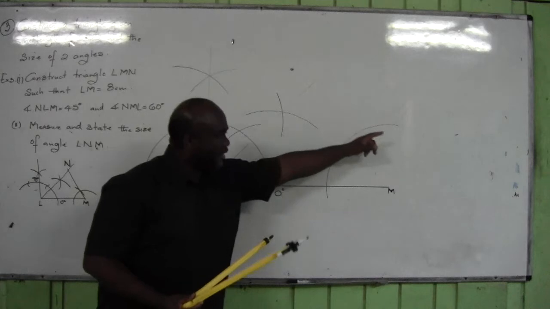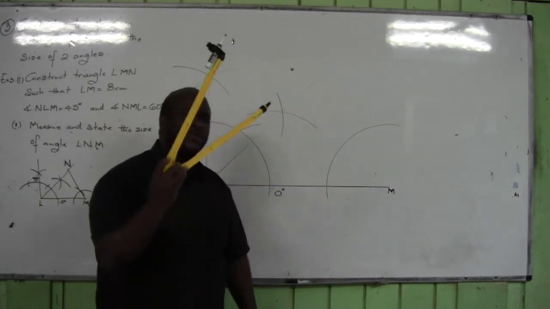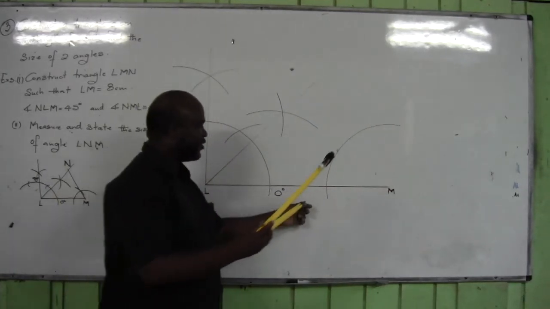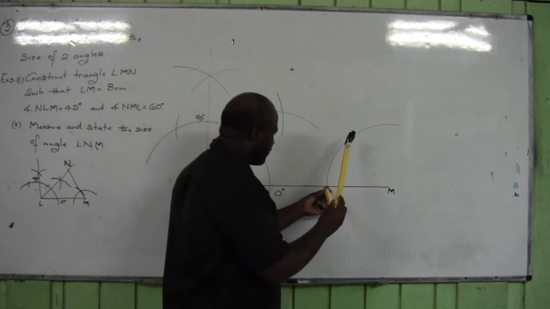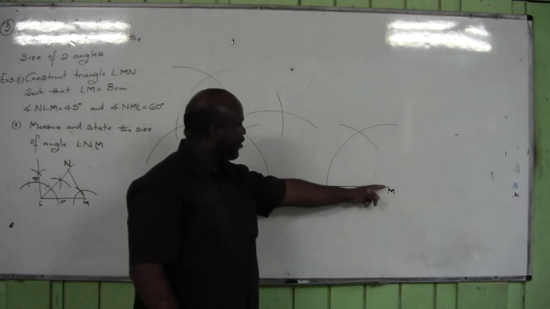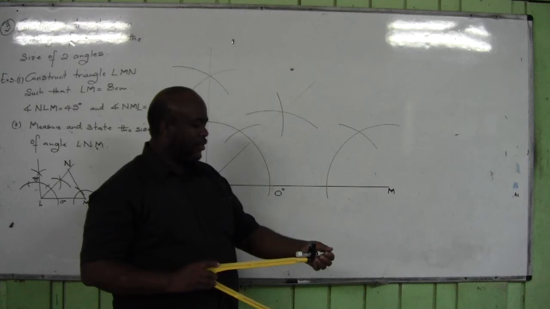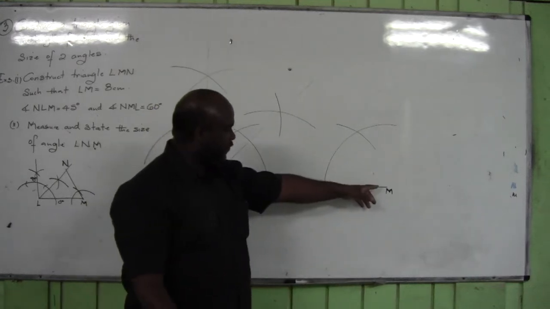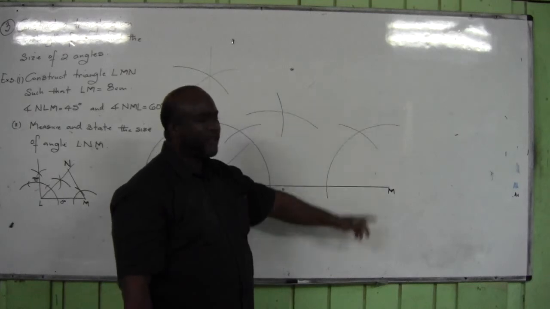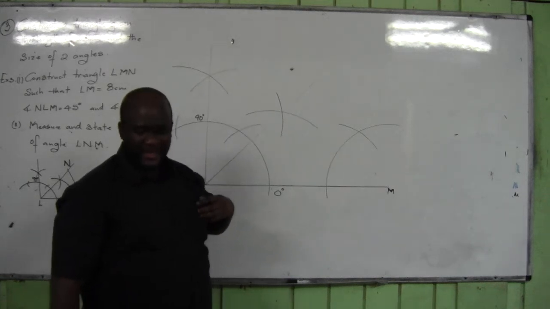Remember, along this line I'm measuring angle. This is 0 degrees. I move without shifting the compass. I move the metal tip at M, put it at 0 and scribe an arc. A line from M through here will give me 60 degrees. So I'm going to draw a line from M through this point up towards this line. Anywhere the two lines meet, I'm going to stop because that point will be the point N.